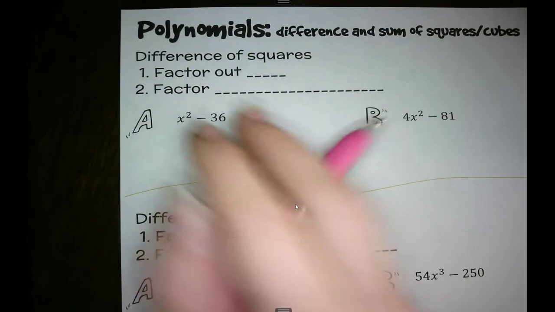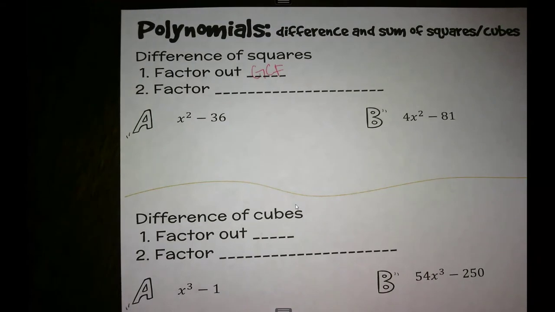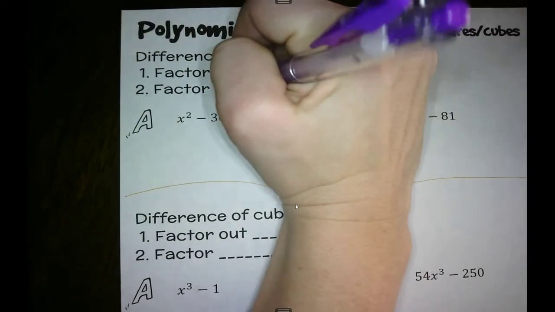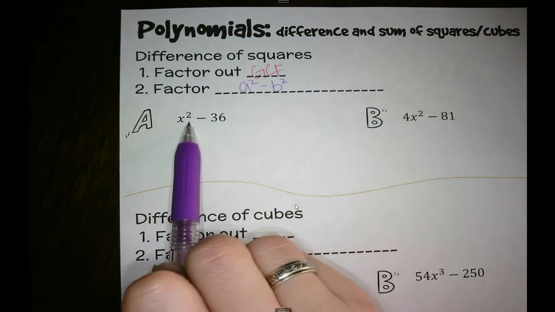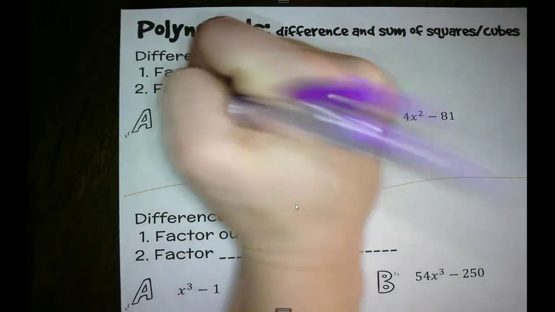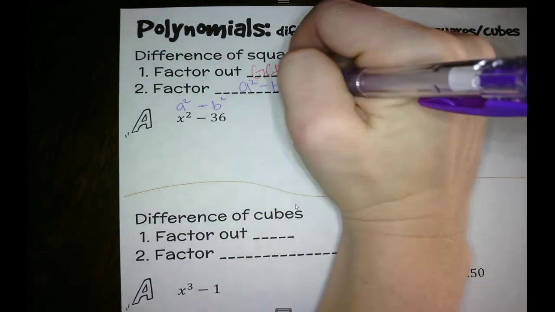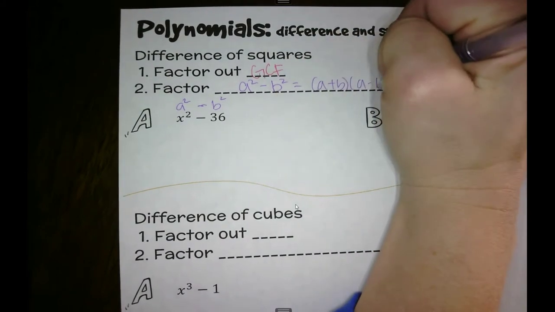So our steps are going to be, first, always factor out a GCF if there is one. And then we're going to factor like this. This is what our problem looks like. We've got a squared, so this is our a squared, and we got a minus sign, and we got a b squared. And we're going to factor it out like this: a plus b, a minus b.